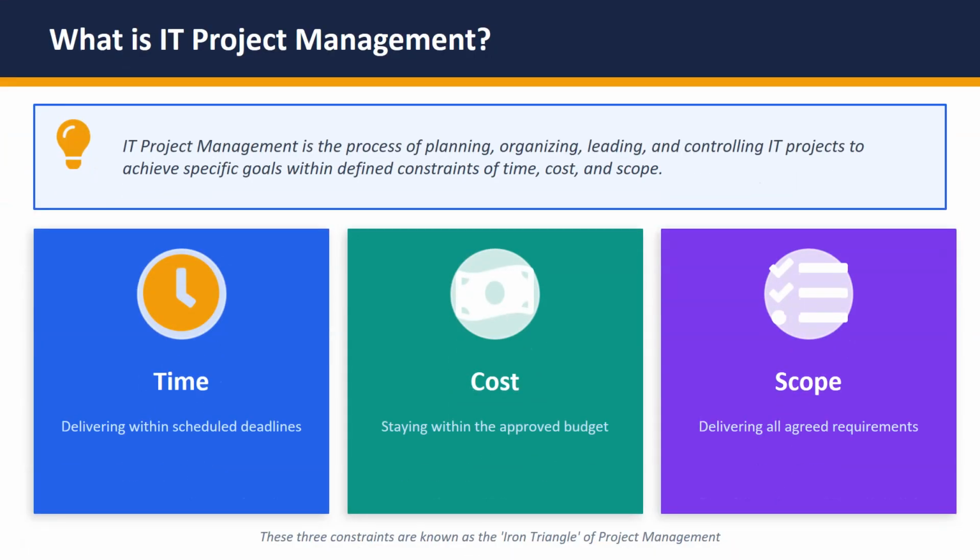IT project management is the process of planning, organizing, leading, and controlling IT projects to achieve specific goals within defined constraints of time, cost, and scope. Remember the iron triangle: delivering within scheduled deadlines, staying within the approved budget, and meeting all agreed requirements.